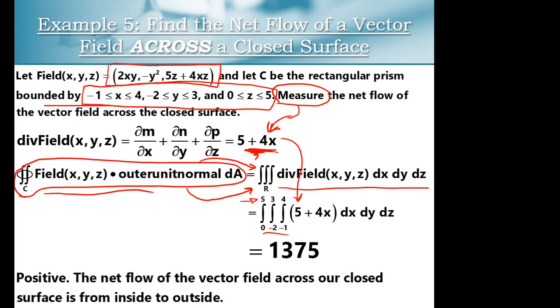Now, we never stop at a numerical answer in these problems. You always write a sentence summarizing what's going on here. So because this is a positive result, the net flow of the vector field across our closed surface is from inside to outside. We care about this value of 1375 because we were told to measure, but we also want to interpret. So we want to give that complete sentence where we're saying inside to outside.